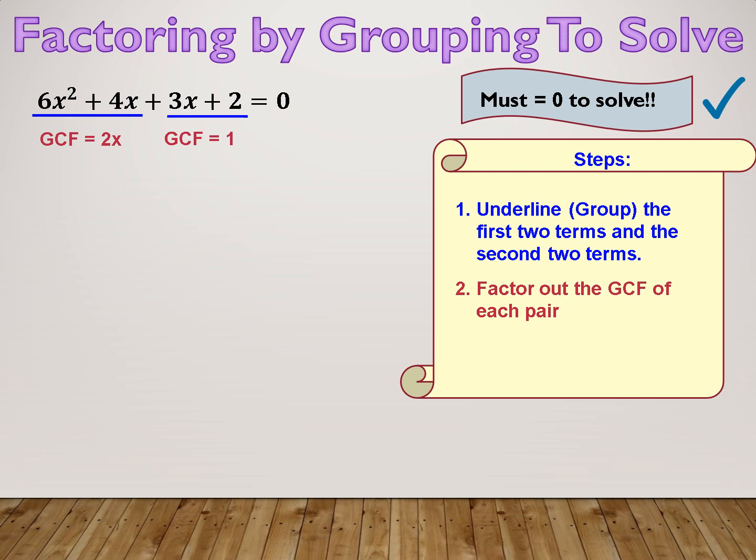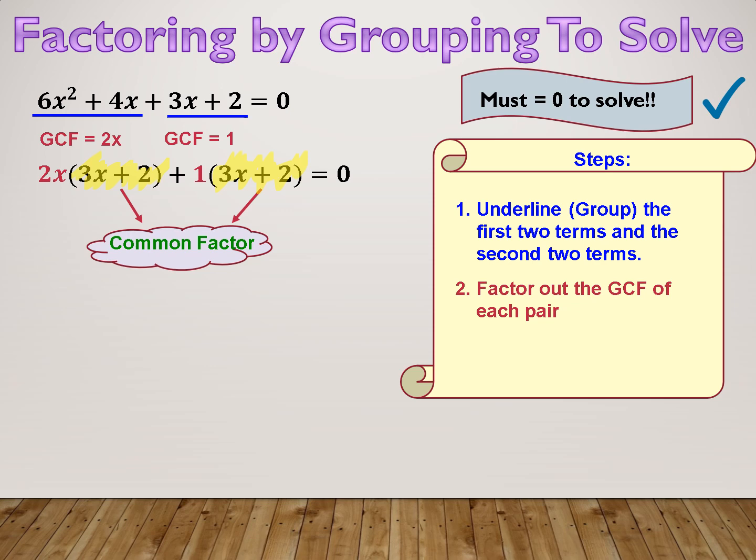So I pull a 2x out of the first two terms, and that gets me 3x plus 2. I pull a 1 out of the last two terms, and that gets me 3x plus 2 as well. Now notice how each term has a 3x plus 2. I'm going to now pull that common term out and see what I'm left with. So if I say, okay, my brand new GCF is 3x plus 2.